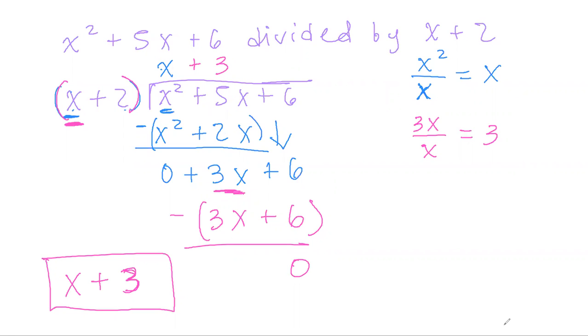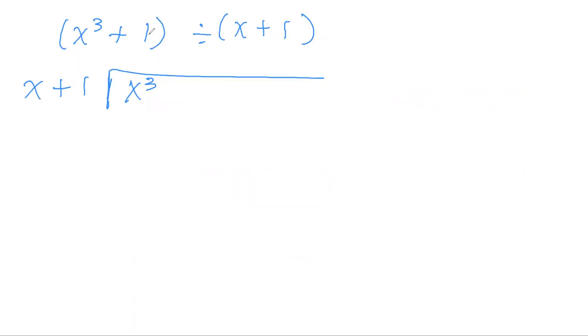But this one is a bit different because it just jumps from x cubed to 1. So what I will need to do is fill in the gaps a bit. You'll see why in a minute, like why this is important to do. But I'm going to have to write plus 0x squared plus 0x plus 1. That way I'm kind of filling the gaps, and it makes the math a lot easier.